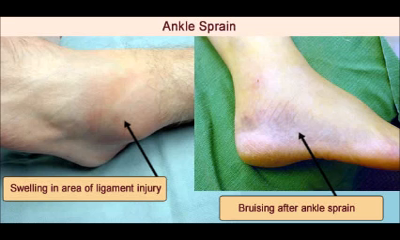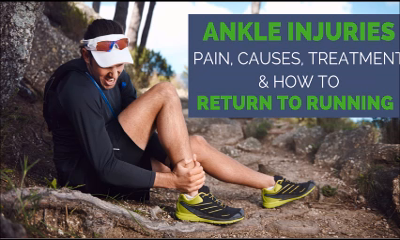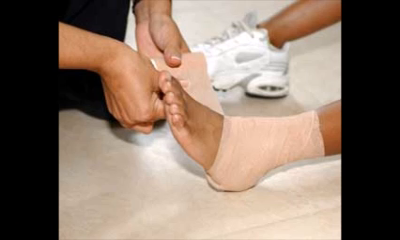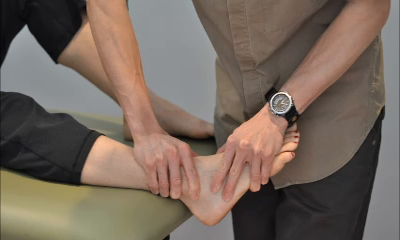Objectively, a clinician may choose to examine posture, single leg balance, gait, range of motion, joint mobility, muscle strength, and special tests when appropriate, i.e. figure of 8 test, anterior drawer, inversion stress test, Talar tilt, eversion stress test, external rotation stress test, squeeze test, Cotton test, fibular translation test.